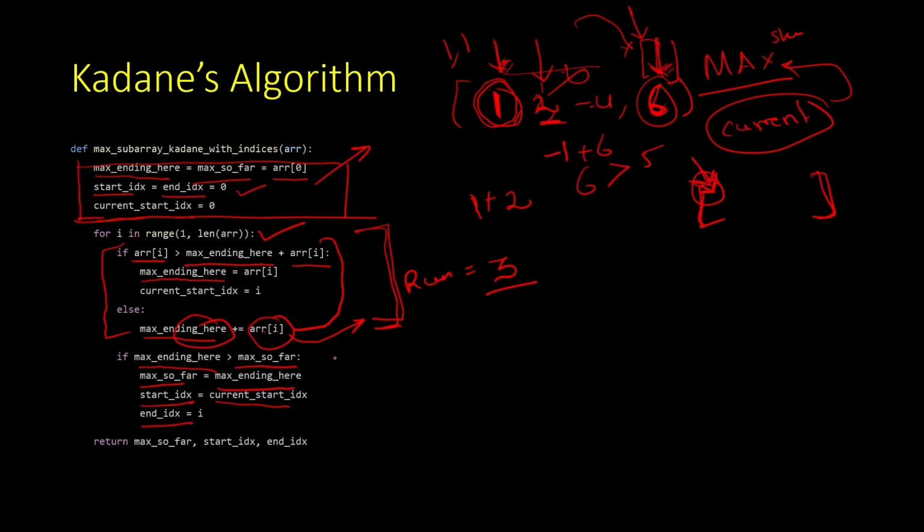Now, the end index would obviously be the current one. Wherever we are at the moment, that's where the max subarray would be ending, in this case the current index. So we will be updating and returning that.